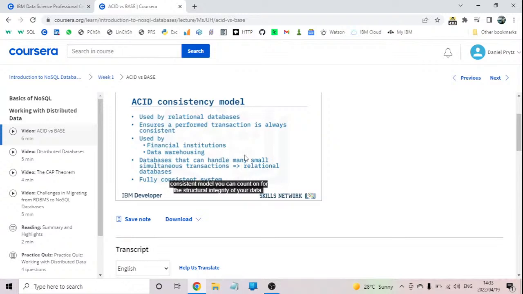Next, we have: ensures a performed transaction is always consistent. What they mean by that is that one change in the data affects another. Basically, the integrity of the data, so there is no fraud or anything. Okay, so it ensures a performed transaction is always consistent.